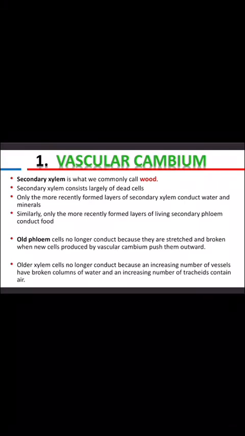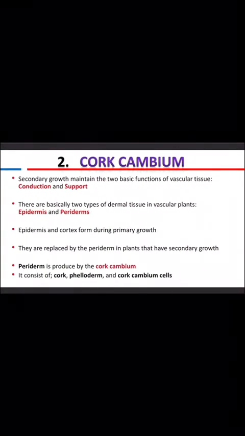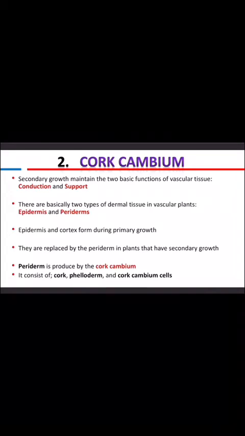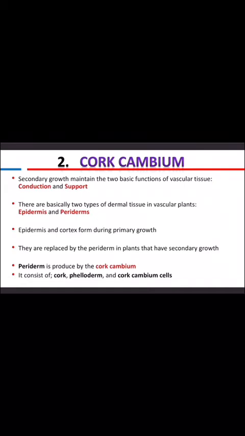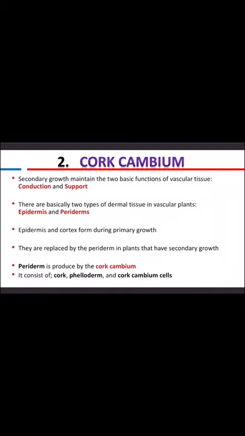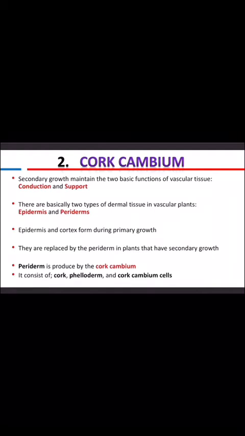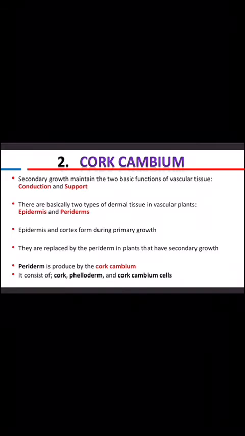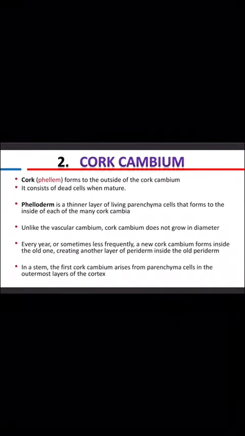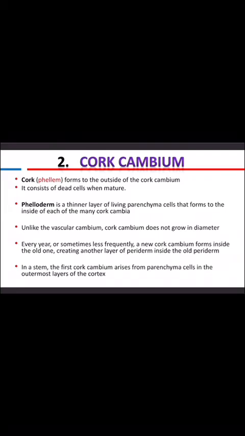And this forms what we call secondary xylem, what we commonly call wood formation. And further, the secondary growth maintains two basic functions of vascular tissue. What is that? Conduction, that is transportation, and support. There are basically two types of dermal tissue in vascular plants: epidermis and periderm. The epidermis and cortex form during primary growth, and periderm will produce cork cambium. And cork cambium consists of cork, phelloderm, and cork cambial cells.